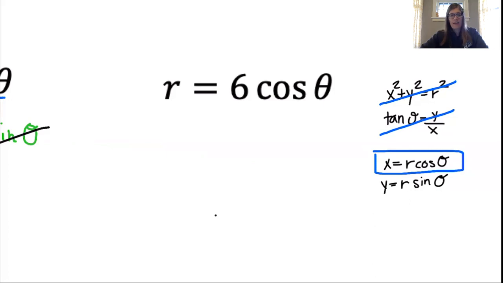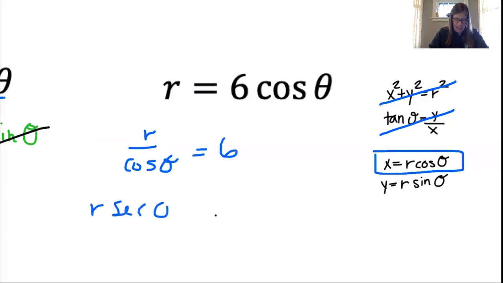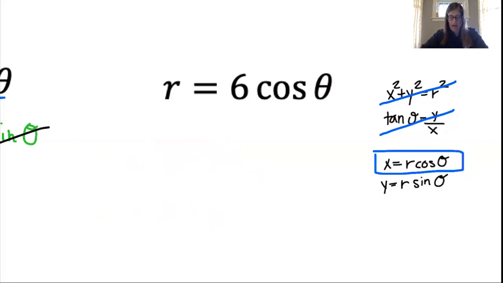Okay, so as I start this problem, I might be thinking about, well, r is on the left, cosine is on the right, so maybe you want to try to get them on the same side. But if you were to divide both sides by cosine theta, this would turn into r secant theta, and you can't make that substitution. So I don't think it's going to be as simple as x equals 6. Okay, I've got to get a little bit creative here.